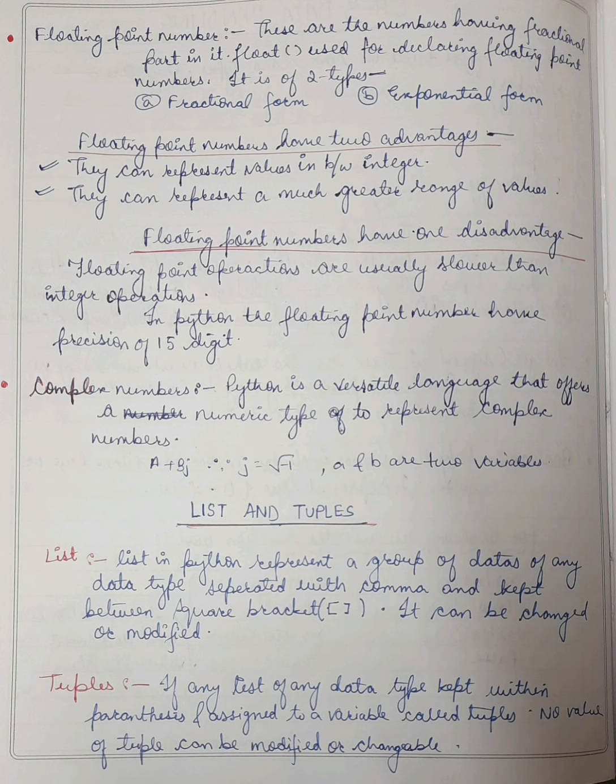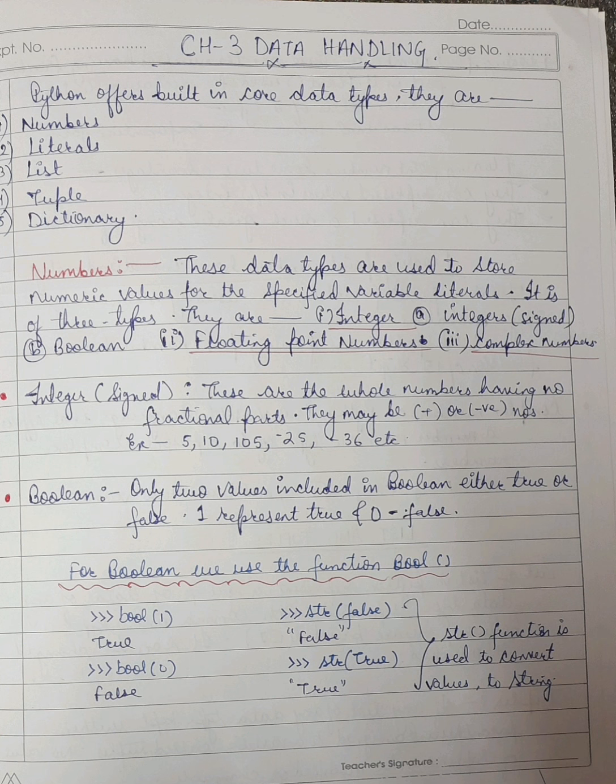A list in Python represents a group of data of any data type separated with commas and kept between square brackets. It can be changed or modified. So लिस्ट को हम स्क्वायर ब्रैकेट में इंक्लोज करके रखते हैं और हम लिस्ट के वैल्यूज़ को चेंज भी कर सकते हैं. But in tuples we cannot change it. Tuples: if any list of any data type is kept within parentheses and assigned to a variable, it is called a tuple. No value of a tuple can be modified or changed.